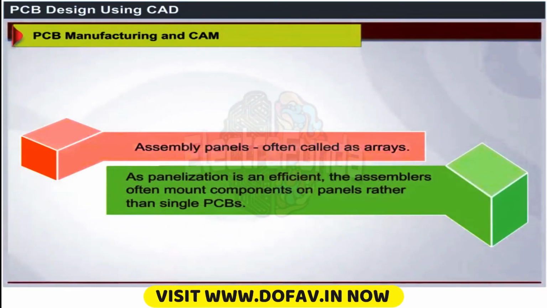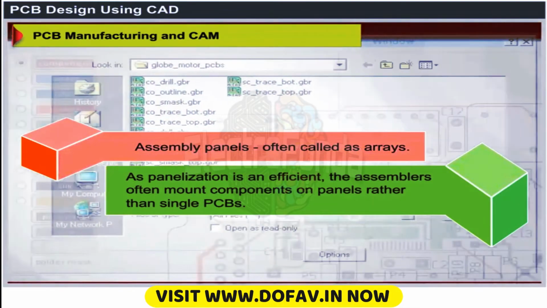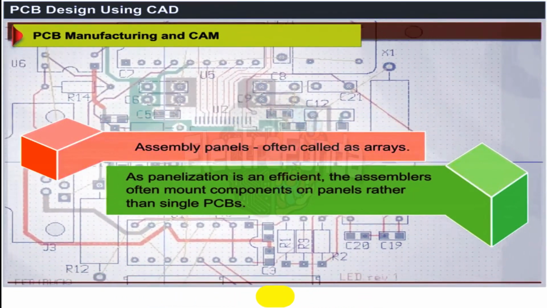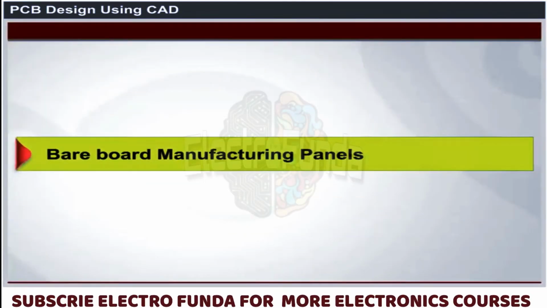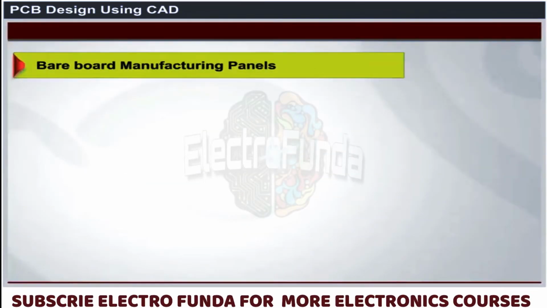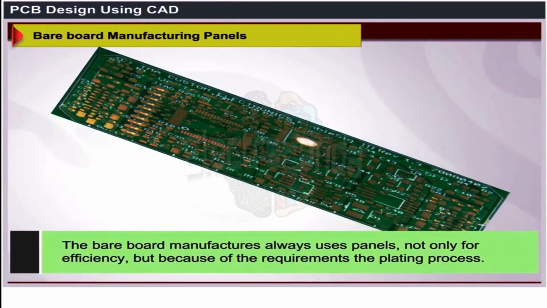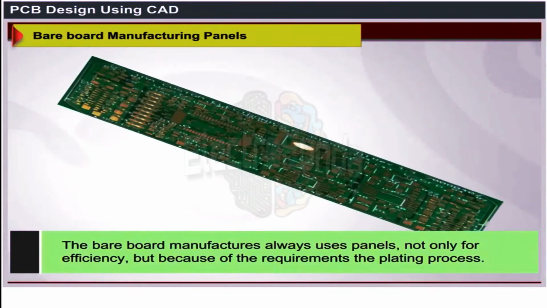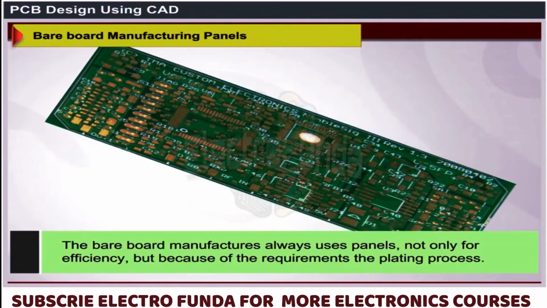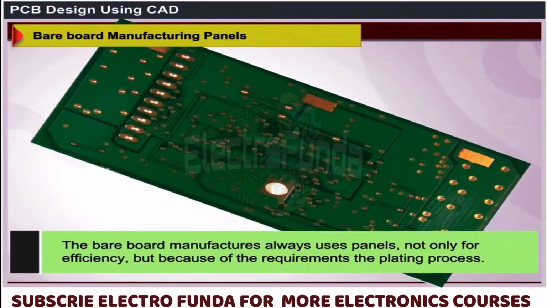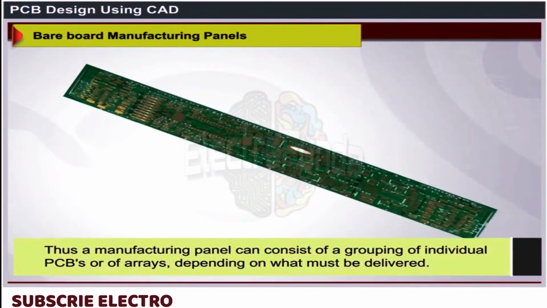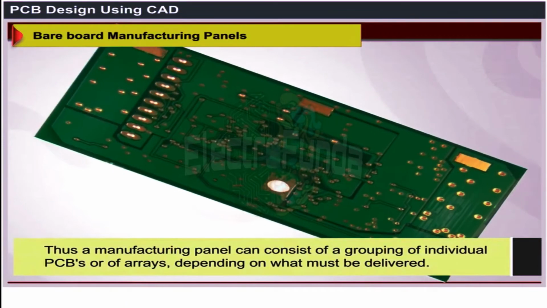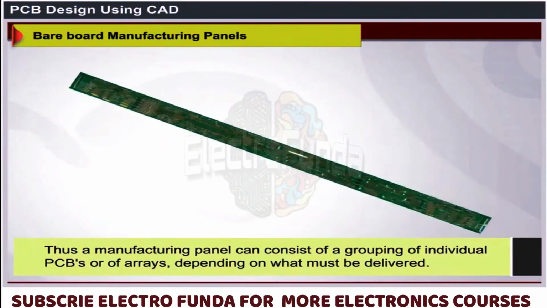The assemblers often mount components on panels rather than single PCBs because this is efficient. Bare board manufacturing panels. The bare board manufacturers always use panels, not only for efficiency but because of the requirements of the plating process. Thus, a manufacturing panel can consist of a grouping of individual PCBs or arrays depending on what must be delivered.